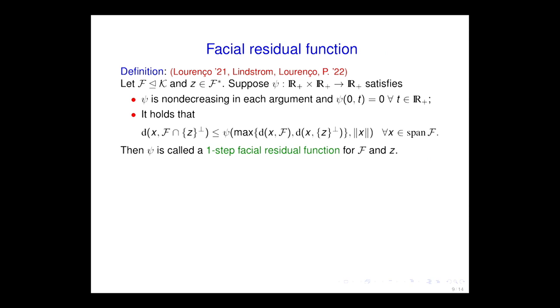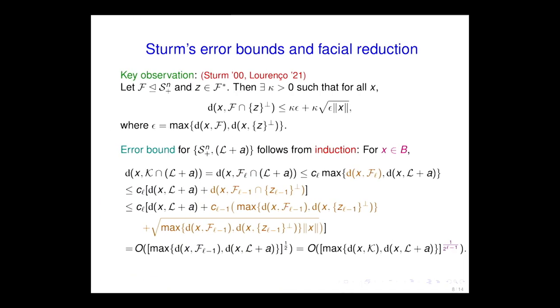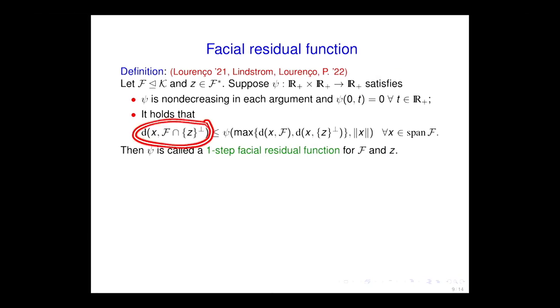So this is the definition that we try to write down. Basically, it started from Bruno's work, which he defined a facial residual function in a little bit more restrictive framework, where he also required something called amenable cone. But here, we don't need that restriction anymore. So we call psi a one-step facial residual function if somehow mimicking the key observation, which was this one over here, with this distance. We also have this distance over here, but now this one is basically the epsilon in the previous slide. So if we can find a psi so that this inequality holds.